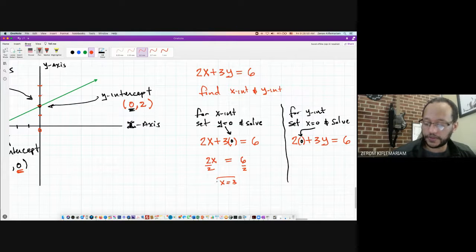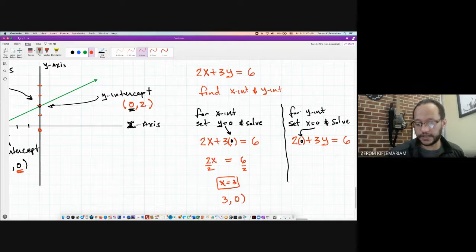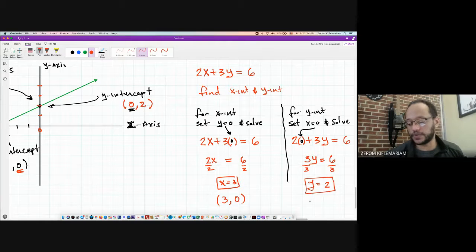So what is my x-intercept? My x-intercept is when x is equal to 3. What does that mean? When x is equal to 3, y is 0. That is my x-intercept. The y-intercept: 2 times 0 is 0, 3y is equal to 6, divided by 3 on both sides. Y is equal to 6 divided by 3, which is 2. My y-intercept is 2, which means when x is 0, the y value is 2.